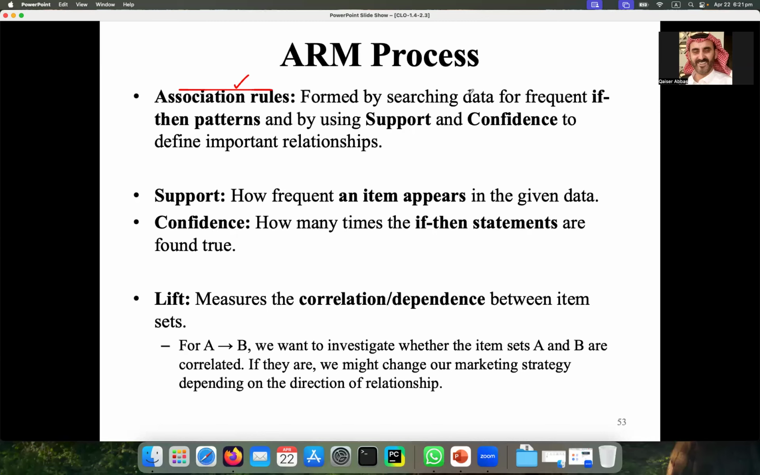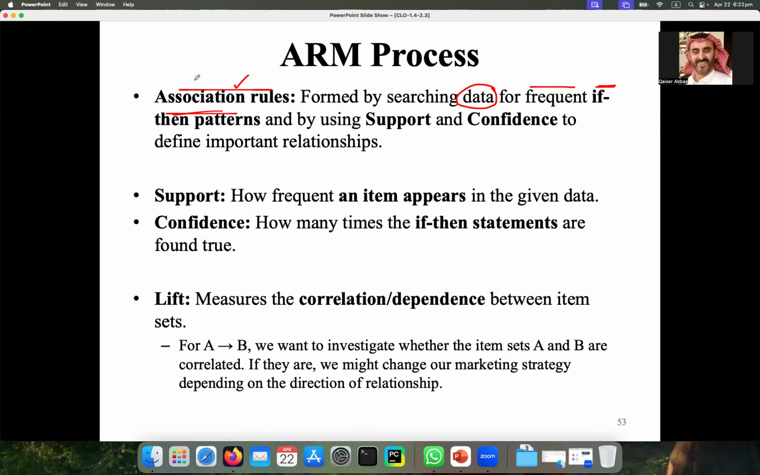We can form these association rules first by searching your data, the data of your sales. By searching into the data, you will search for some frequent if-then patterns. In the sales data, you will search that if something is bought, then something else is bought. Then you will count how many times those patterns exist there, and you will get the frequency of those patterns.